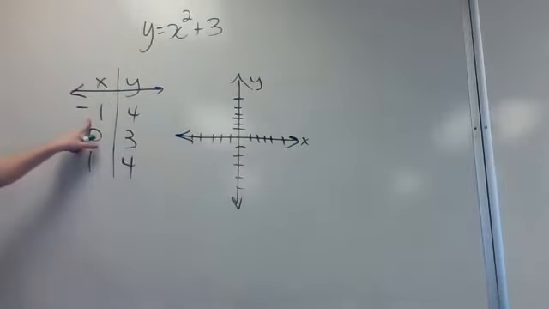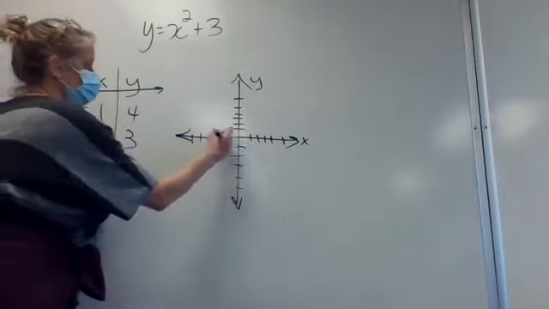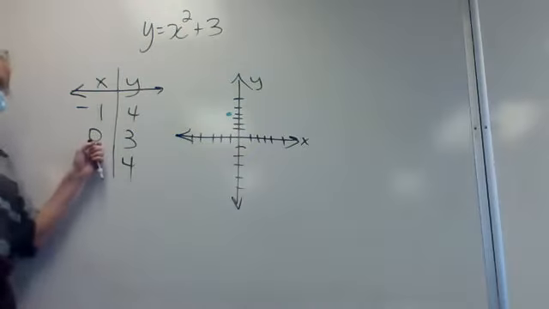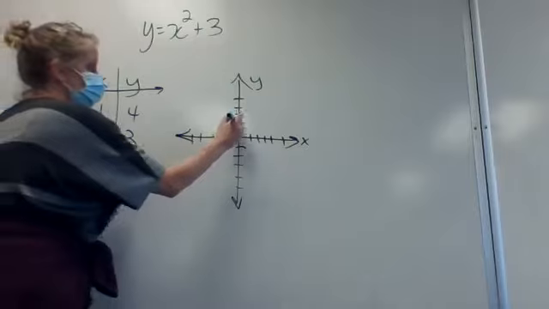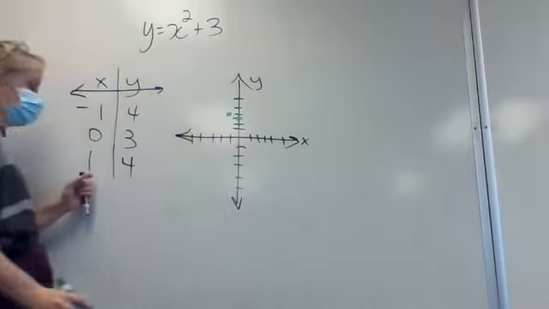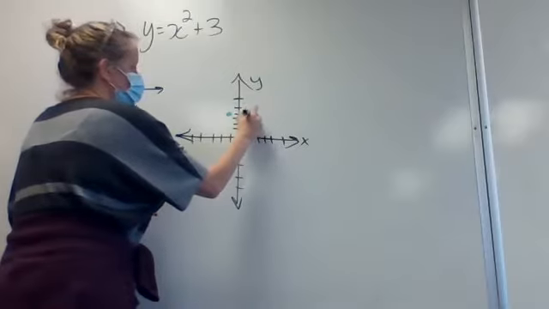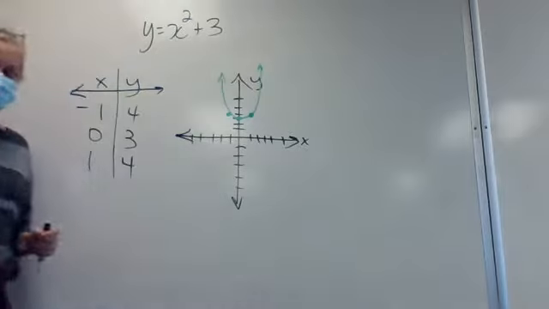So left 1, up 4. Left and right 0, up 3. And then to the right 1 and up 4. And connect them.